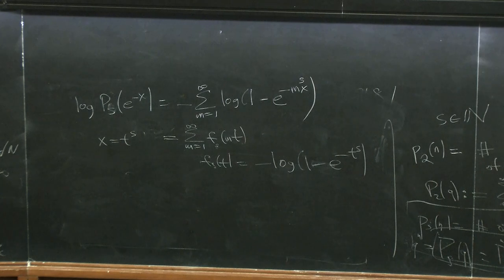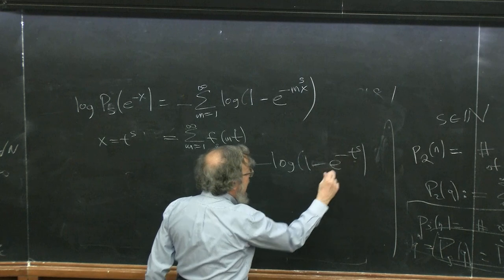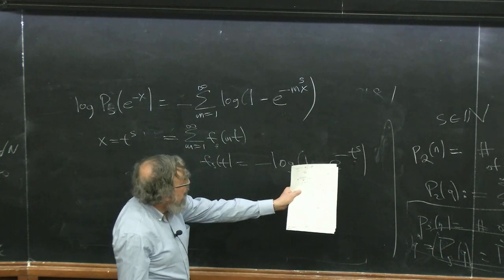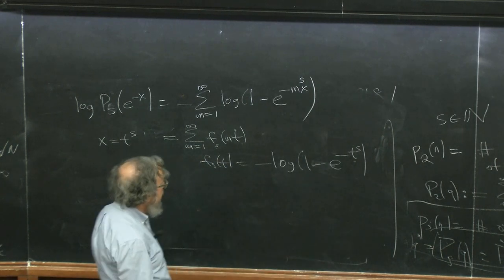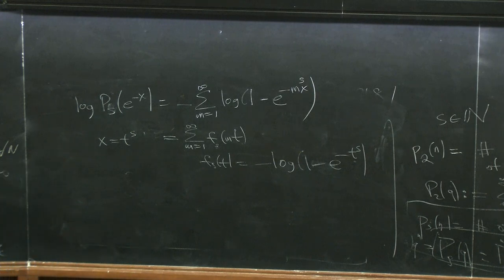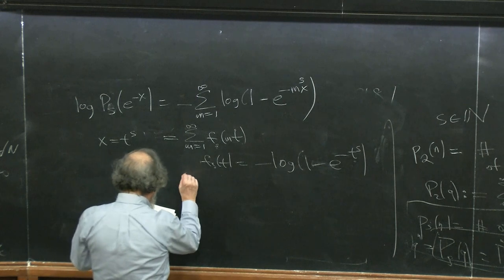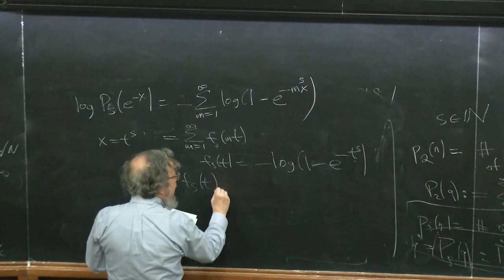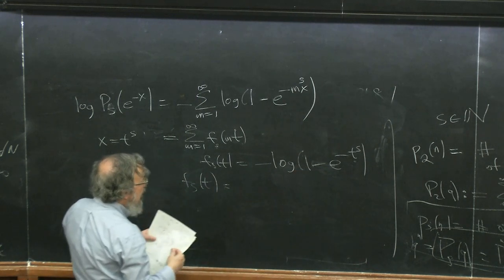Nice meant small at infinity. This is certainly small at infinity. If t is large, this is exponentially close to 1, and so its log is exponentially close to 0, so it's rapidly convergent. It isn't quite analytic at 0, so remember, well, you can expand this. This function is, of course, just whatever it was.